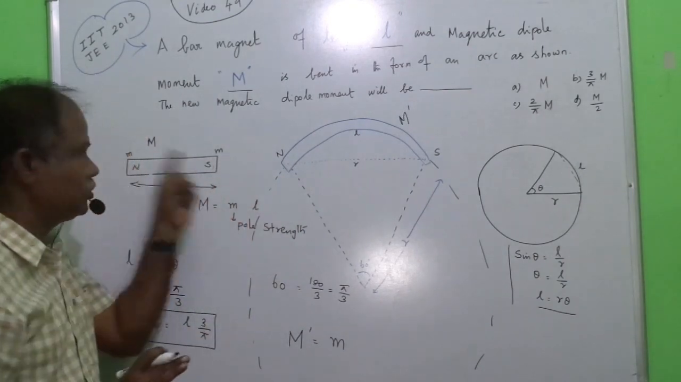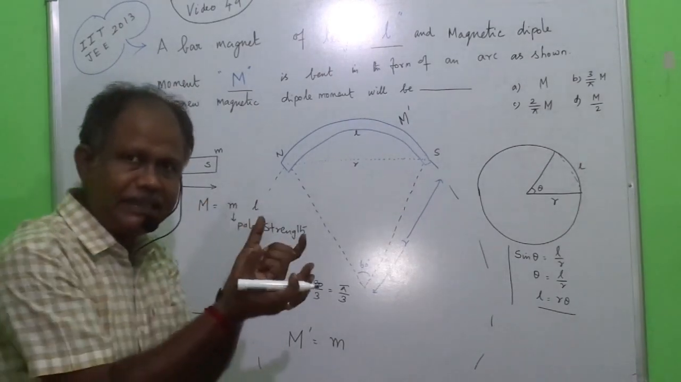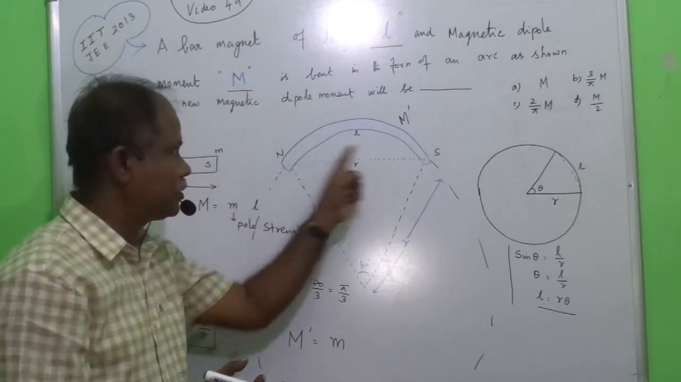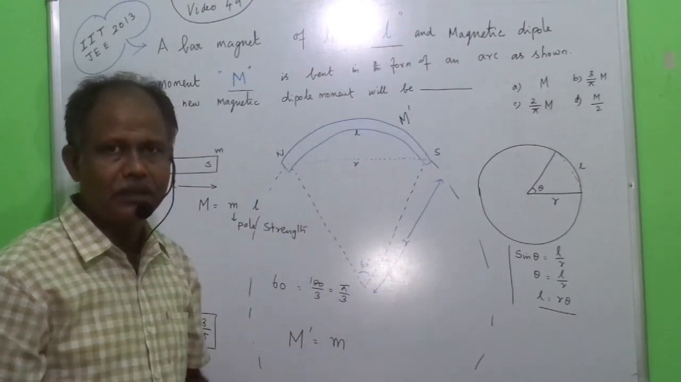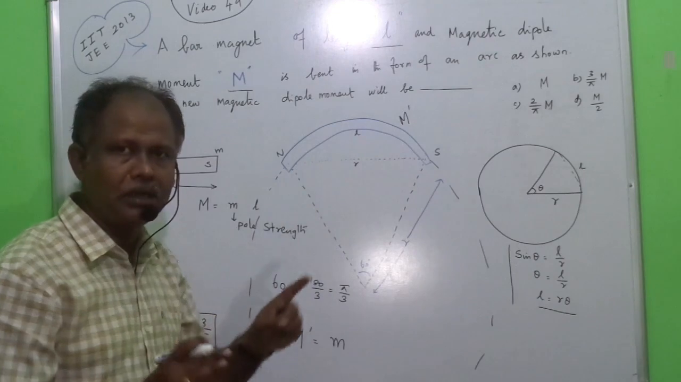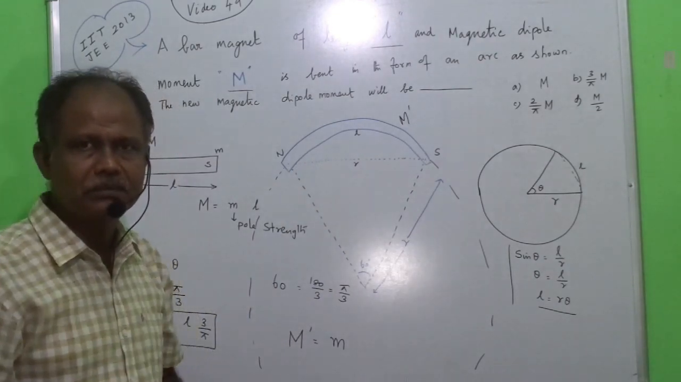This is the north pole, and this is the south pole. If you bend it like this, the distance between the north pole and the south pole is the shortest distance. This is R. We must consider this particular R only for our calculation.